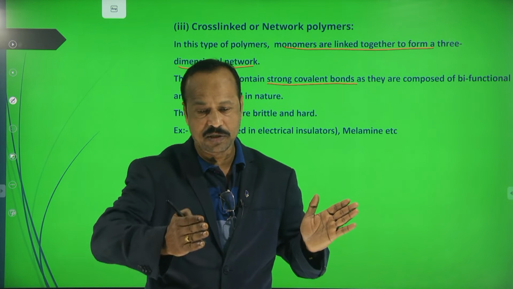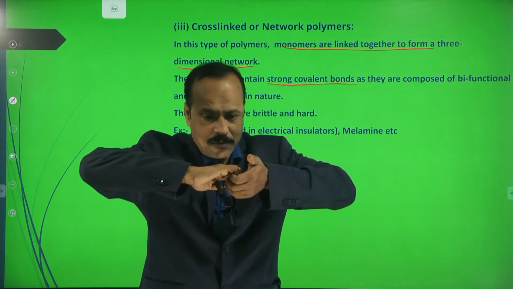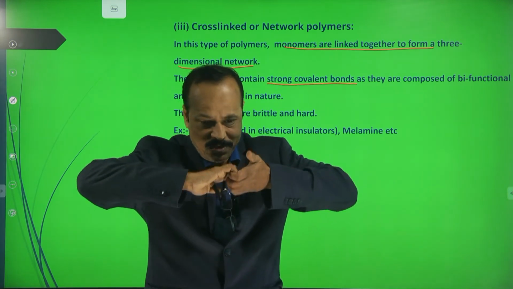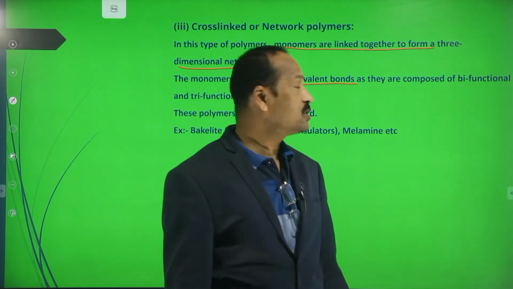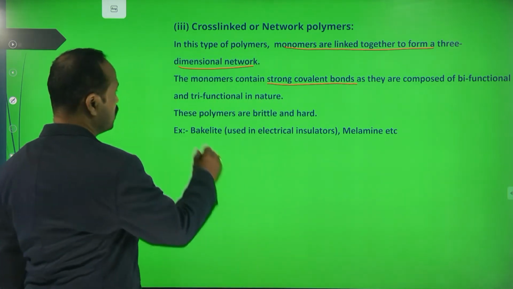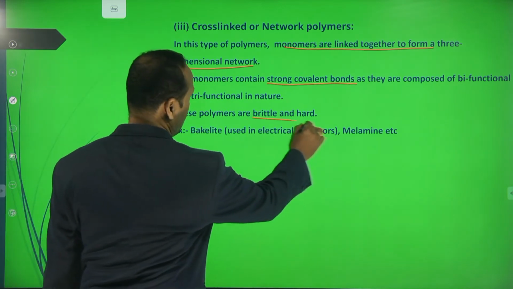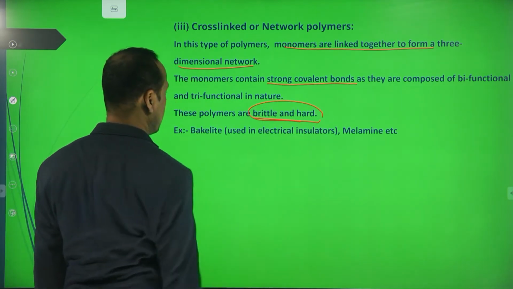So this is one linear polymer, and this is one linear polymer. Among these, some cross-links and some branches are there, which are holding tightly between each other. Okay, so such type of polymers are brittle and hard.